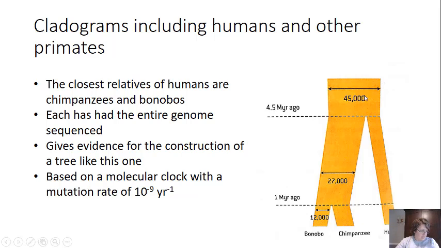And then this width here, this is showing you the estimated population sizes at that time. So population before the split of our ancestral species was 45,000, and then as we have split and continued to evolve, it has decreased over time.